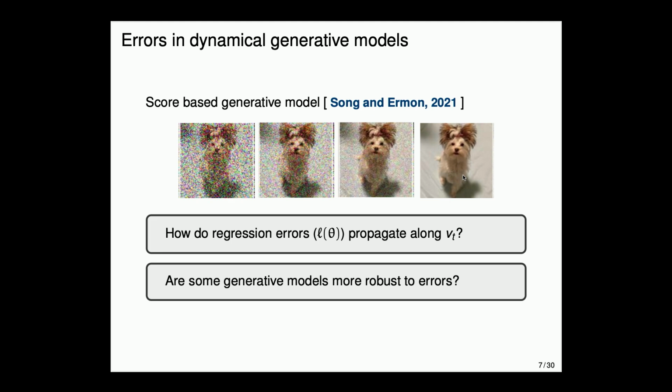Ultimately we want to understand this error propagation to answer the question: because there are errors, the distribution that is generated is going to be different from the target, but is it going to be different from the target in a way that retains the support of the target distribution?